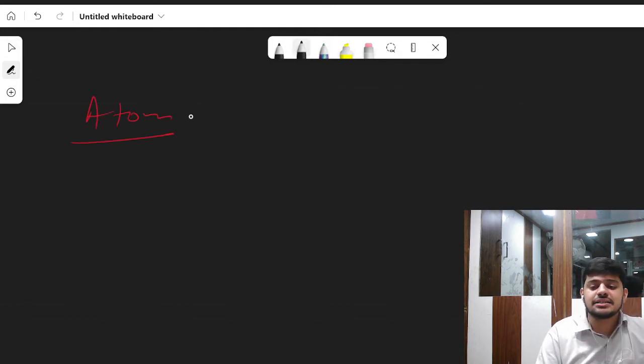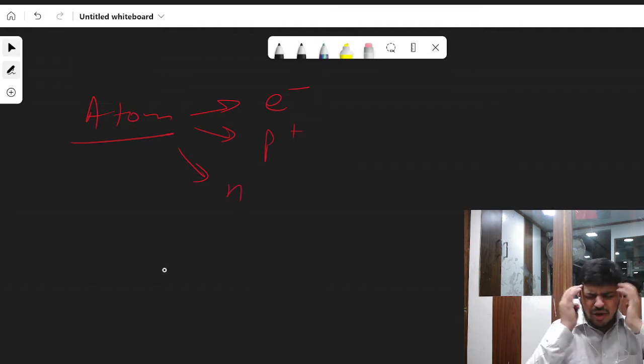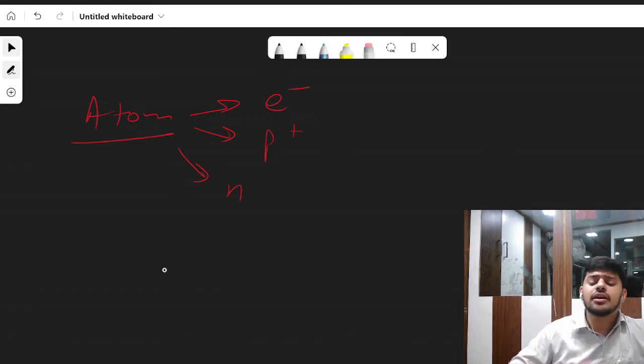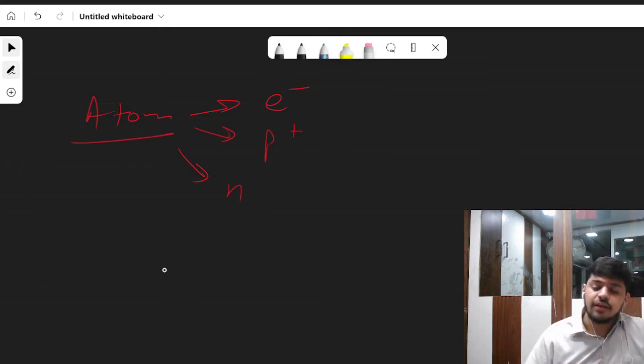This atom has three main components. The first is the electron, the second is the proton, and the third is the neutron. Remember always: electron, proton, and neutron. These three things are present inside the atom.